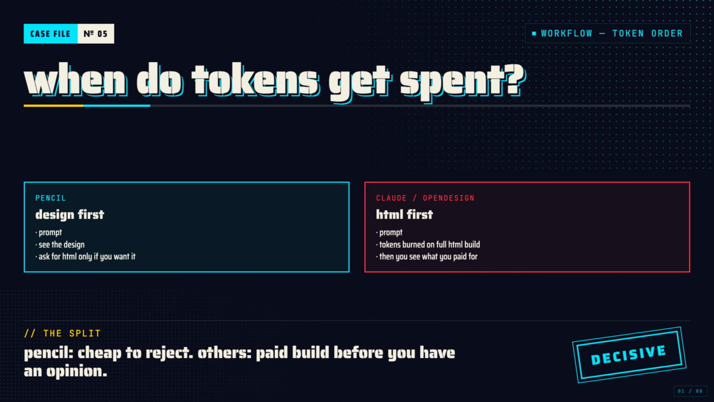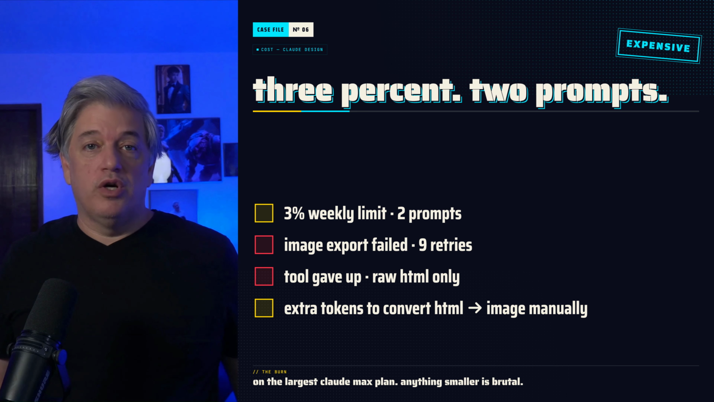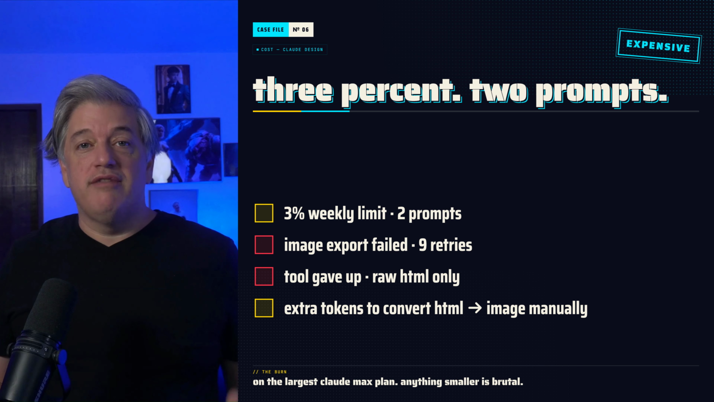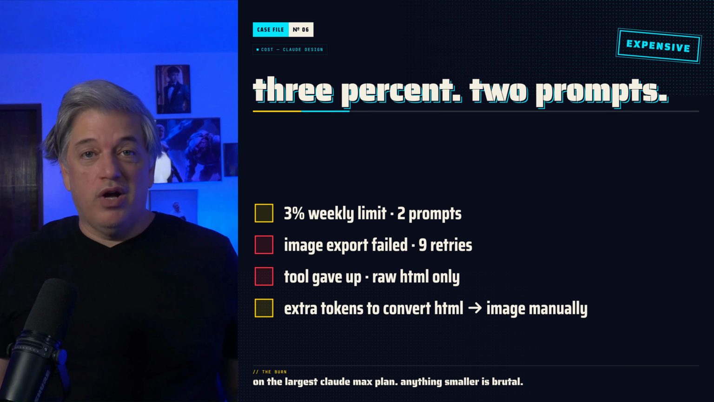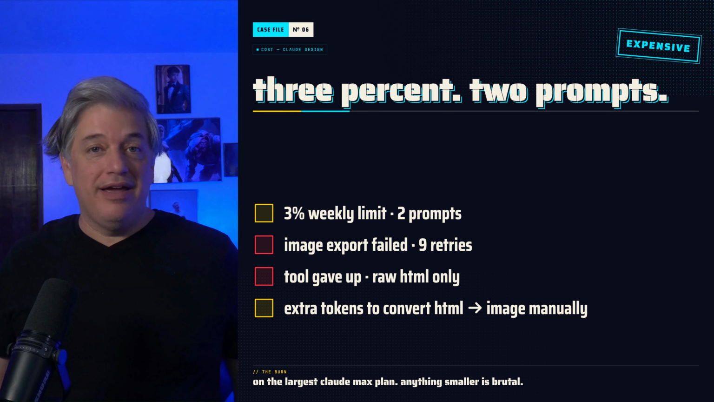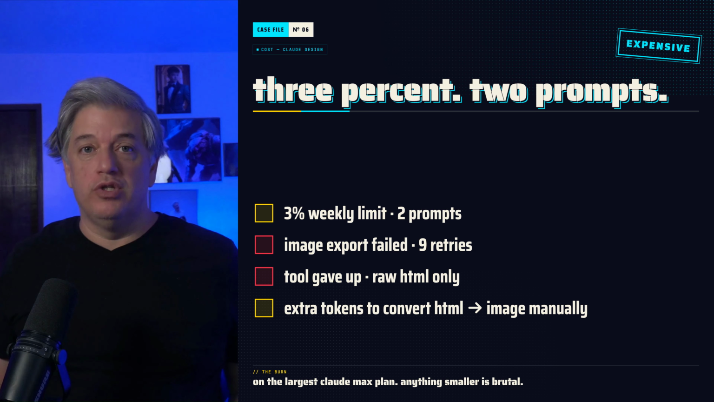Claude Design and OpenDesign, well, they run in the opposite order. They generate HTML in the background as the first step. By the time the output renders for you to look at, you've already burned tokens on a multi-file build you did not yet know if you wanted. If you do not like the direction, you discard work that already cost real money. On my max plan, Claude Design burned 3% of the weekly limit on just 2 prompts, and that's on the largest Claude Max plan. Anything smaller, and that percentage is going to be brutal.